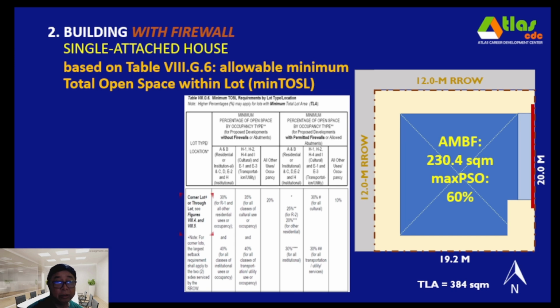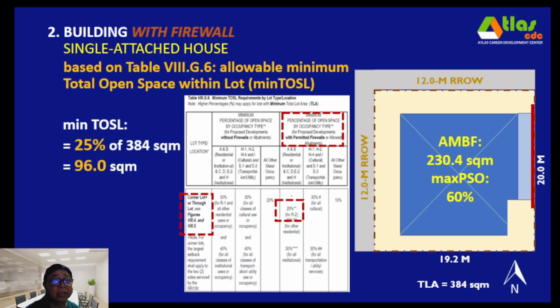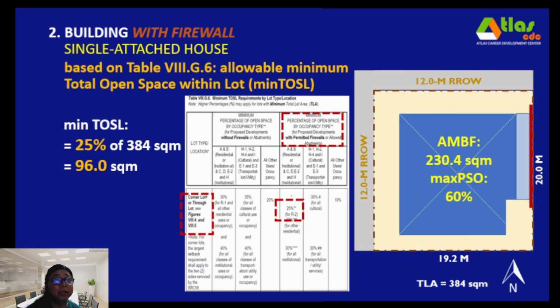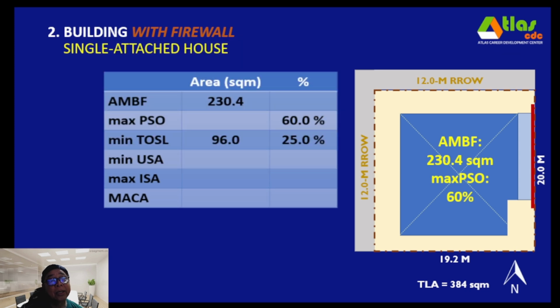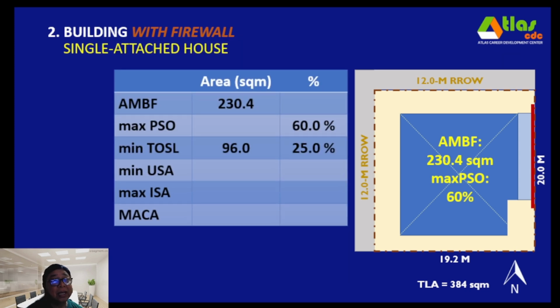So here in this table for a corner lot with firewall, it shows for R2, whether basic R2 or maximum R2, is at 25% of the TLA. So therefore, our minimum TOSL is 96 square meters or 25% of 384. So we now include that in our tabulation: 25% and equivalent area of 96 square meters for the minimum TOSL.